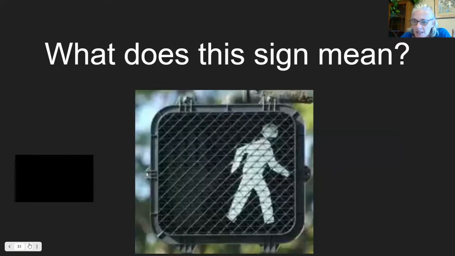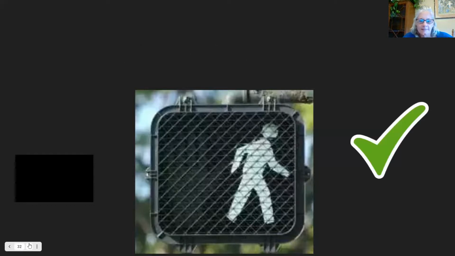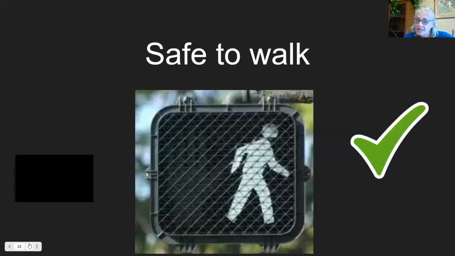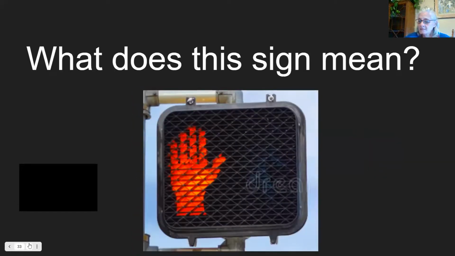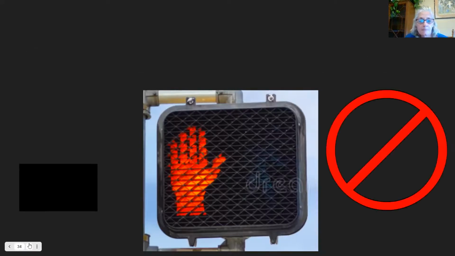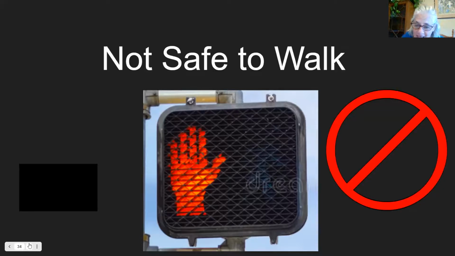Raise your hand. What does this mean? The white pedestrian sign, that means walking. You said walking, you would be correct. Safe to walk. What does this sign mean? Not safe. Remember, 2 S's. Cross like this, safe, but that is not safe.